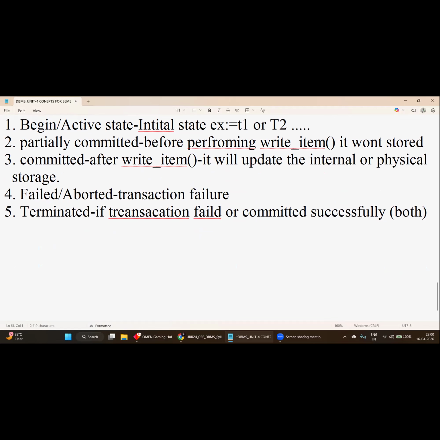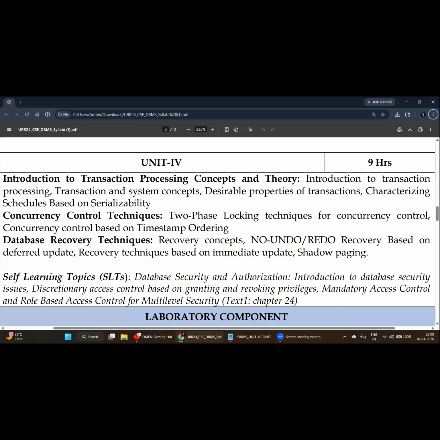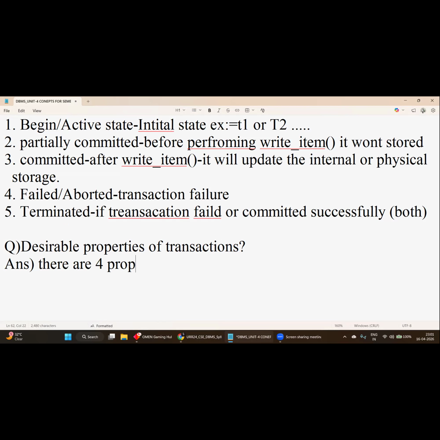And next, we will go to the next topic. That is desirable properties of transactions. It is a very important six-mark question. Okay. Desirable properties, the answer we will see. This is the question. Let us discuss now. The answer is there are four types of properties.